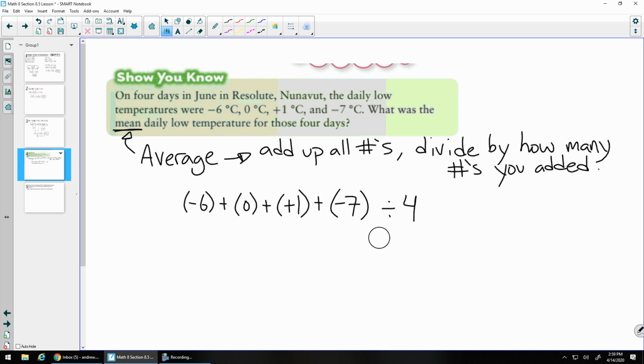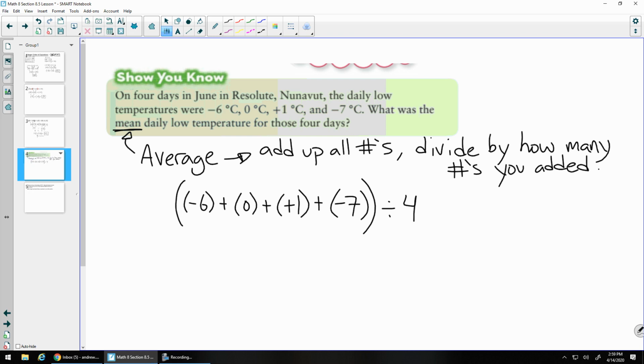And so to show that we need to do all of that addition first, we can put an extra set of brackets around those integers. And now here's an expression that we can use to solve for what the average daily low temperature was those 4 days. So let's find out what was in the brackets.